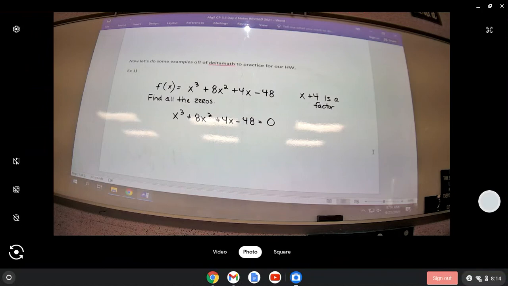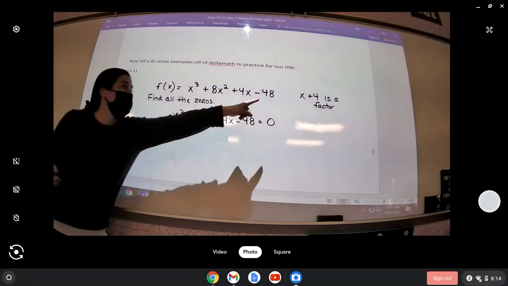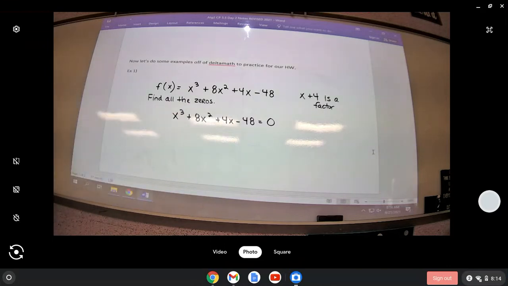Right? That's how you find the zeros. You guys set this equal to 0 and solve. The problem is you can't factor this. So you're going to use that clue to start breaking it down.